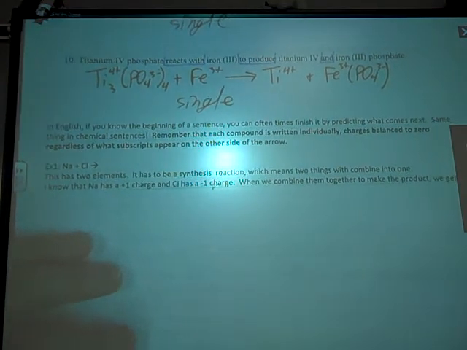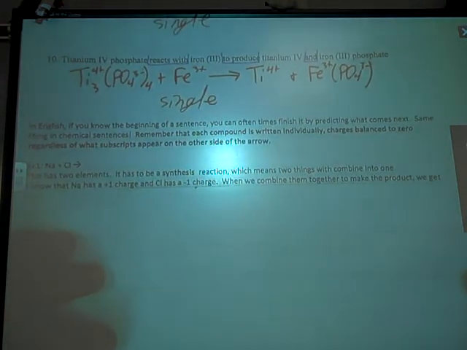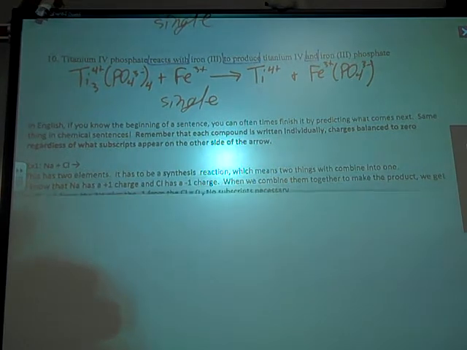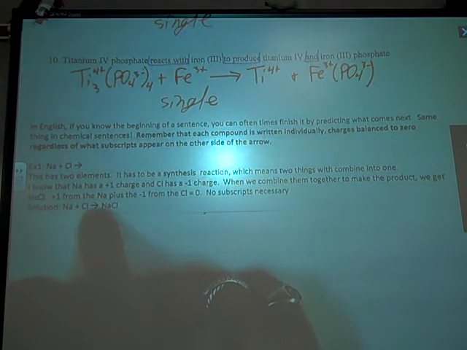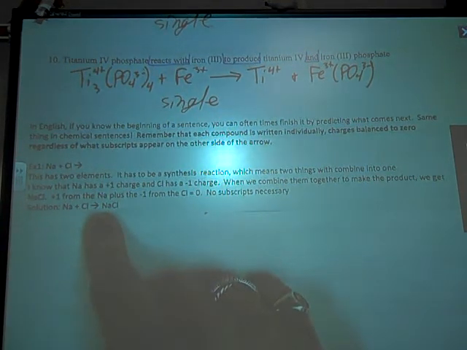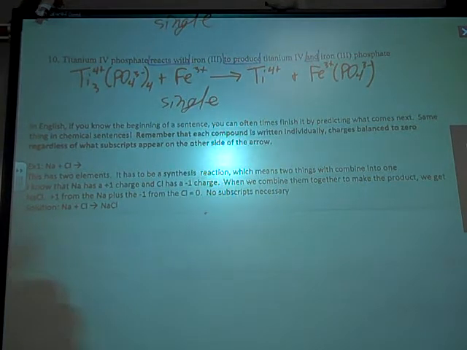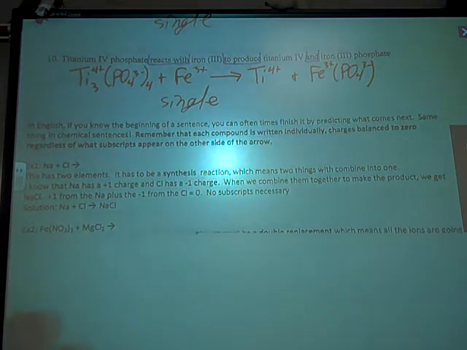So sodium has a +1, chloride has a -1. When we combine them together to make a product, we get NaCl. The +1 from the Na and the -1 from the Cl get you to 0, so there are no subscripts necessary. So my solution to this problem is Na plus Cl yields NaCl. The second example is a bit more complicated.